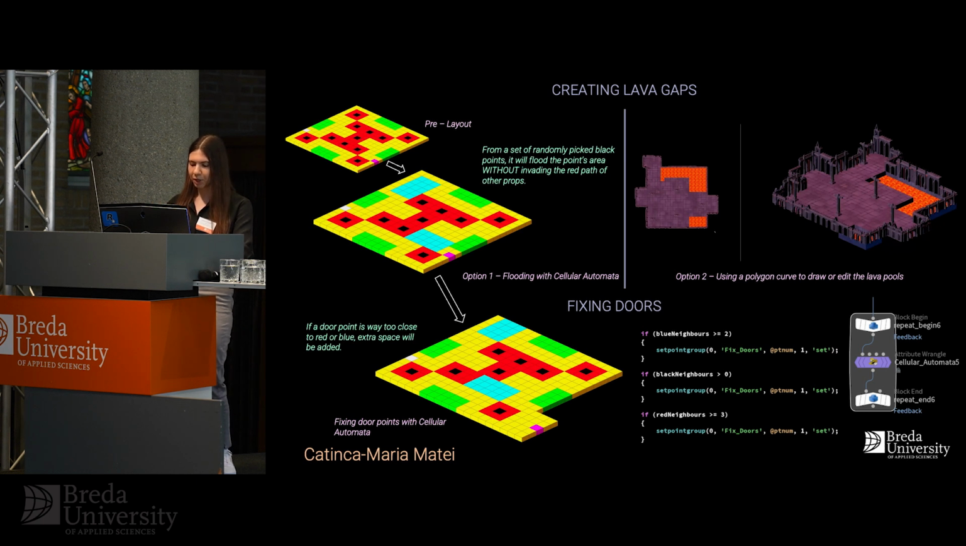So after the lava layouts are created, the tiles go through cellular automata again to adjust the door points where, for example, it would be way too close to other things, and the player would have too tight of a space to move around, so it adds extra space.